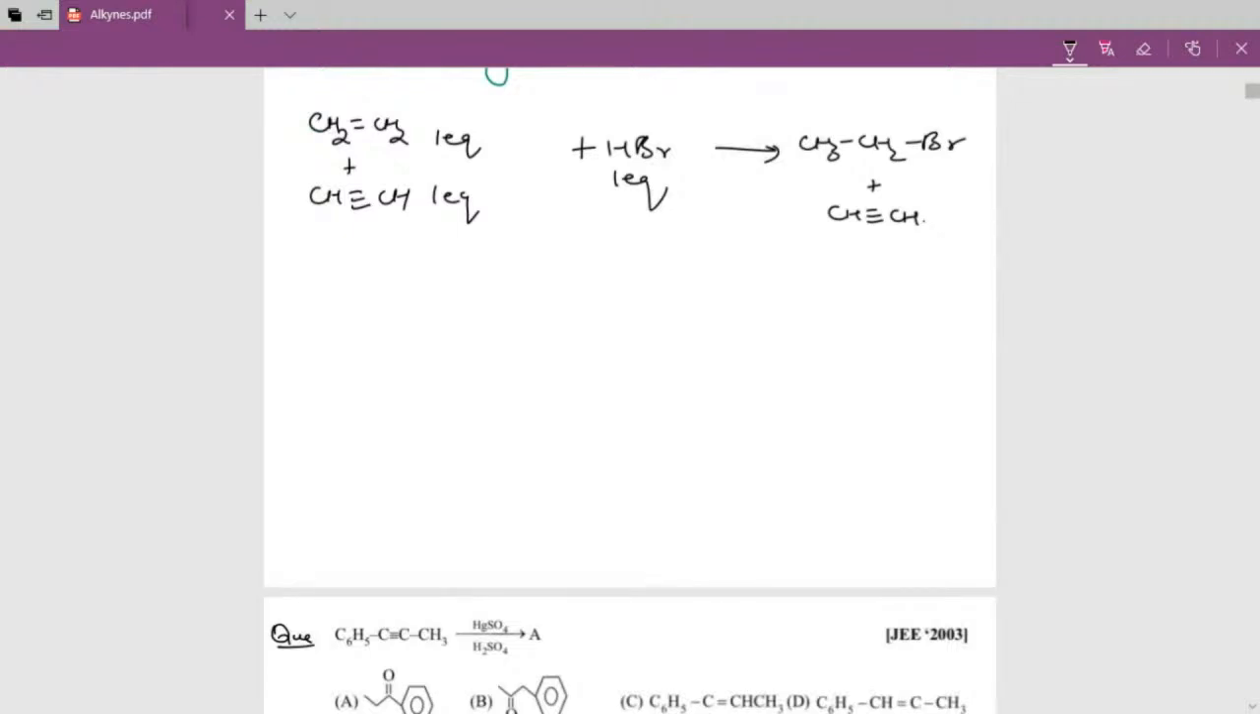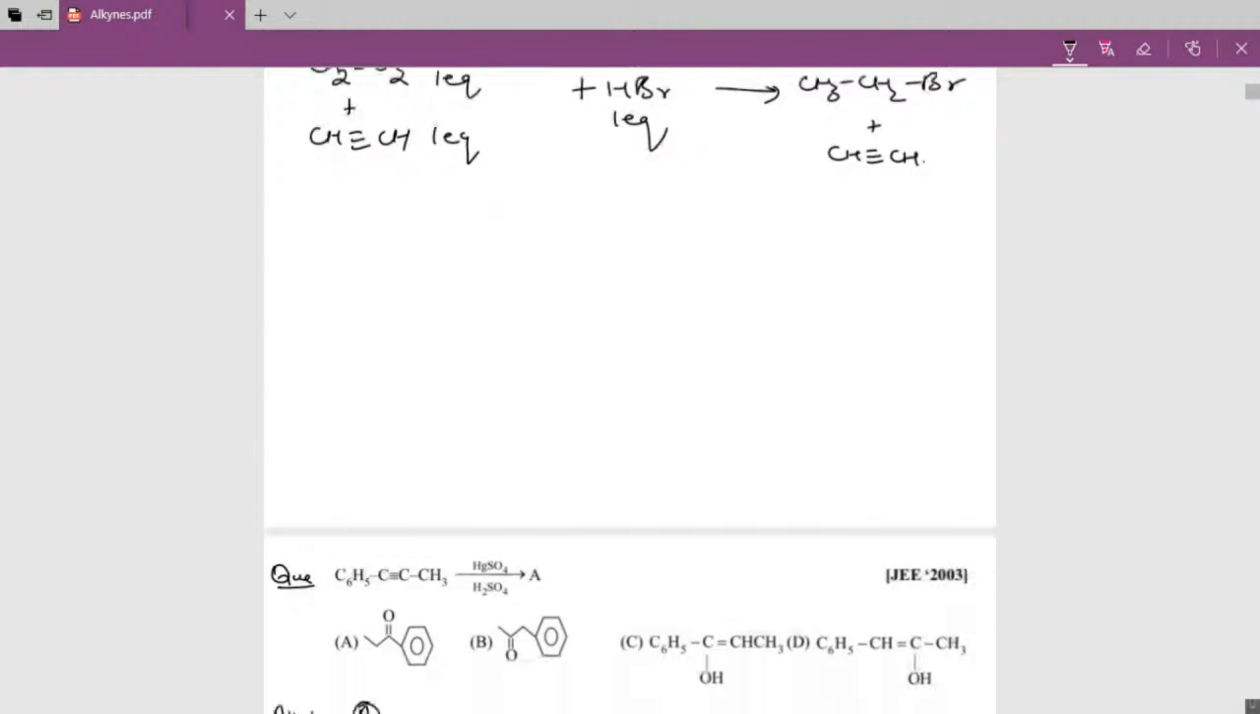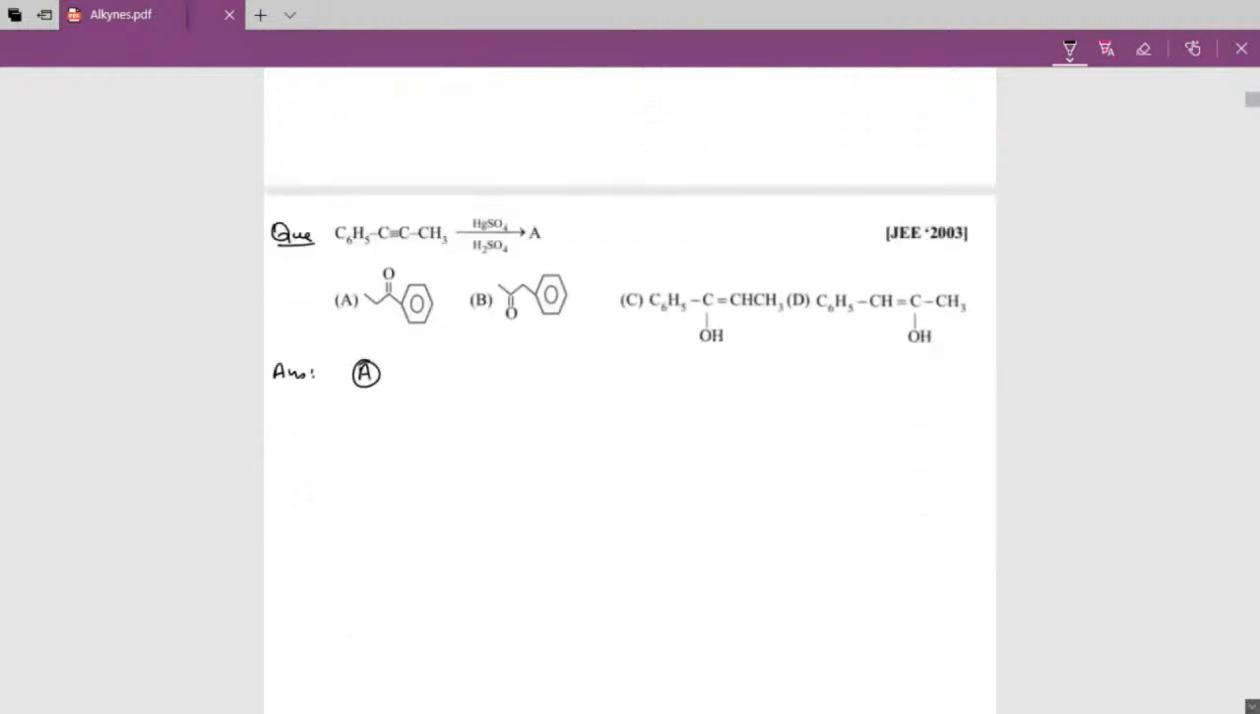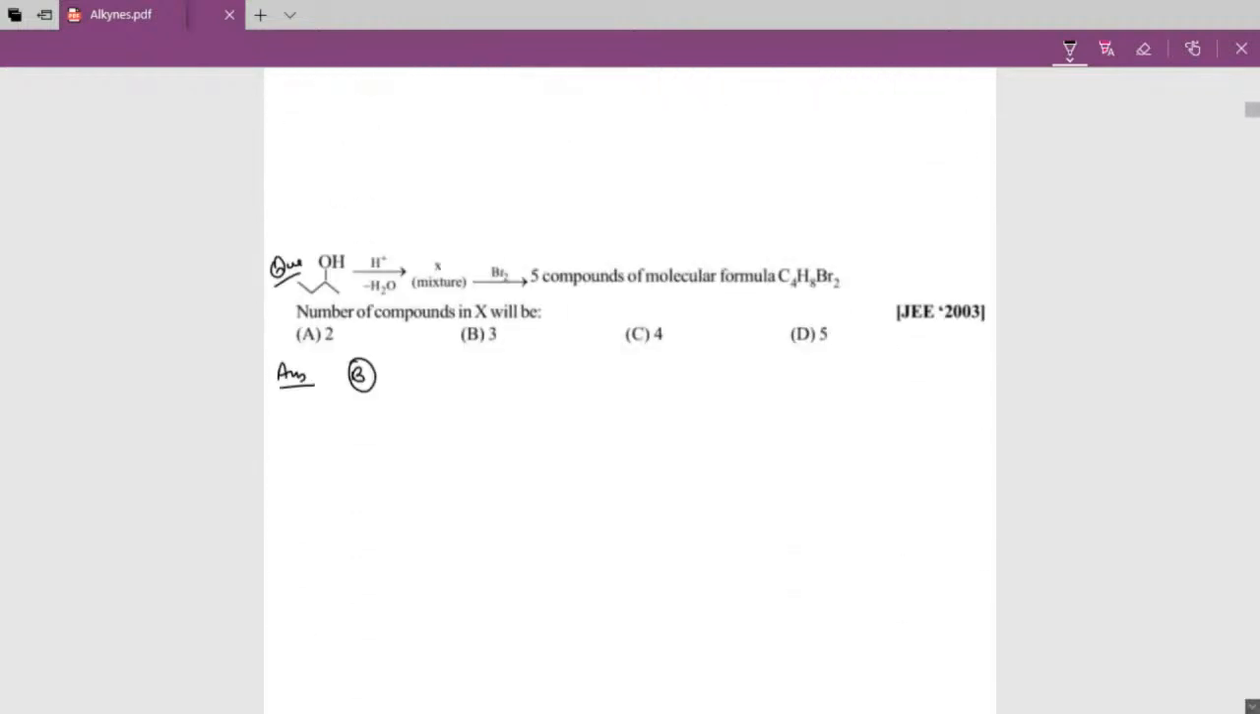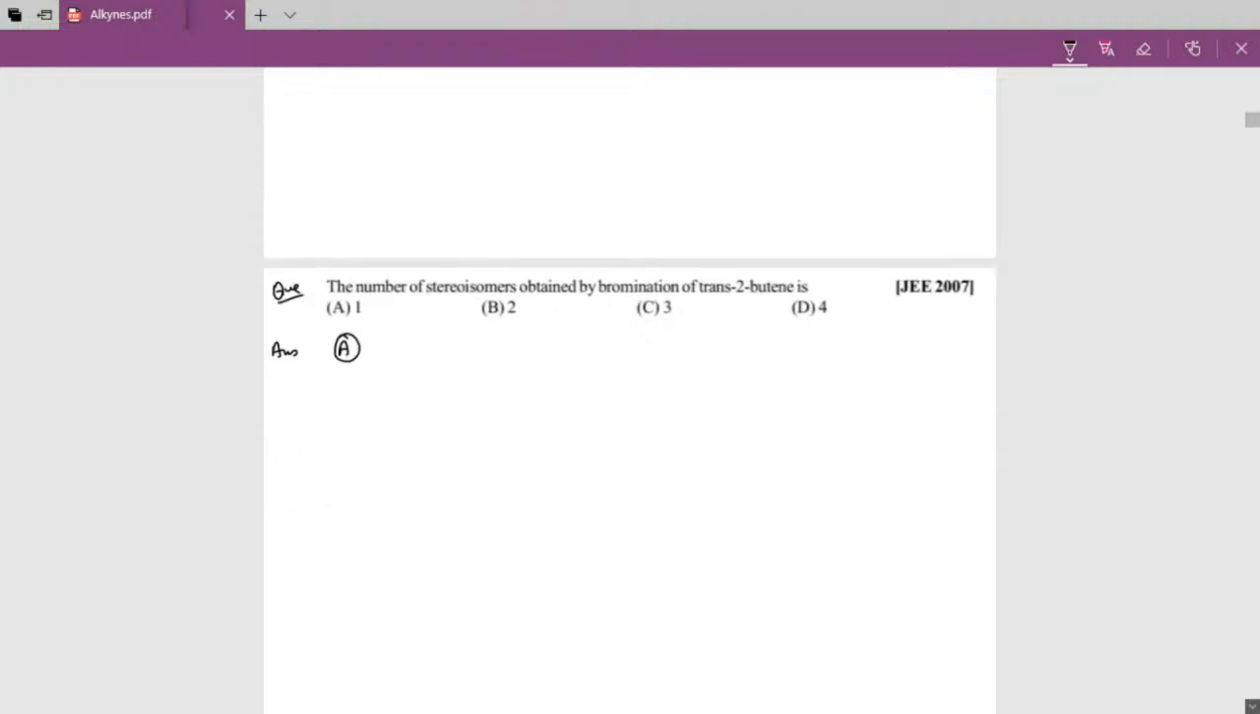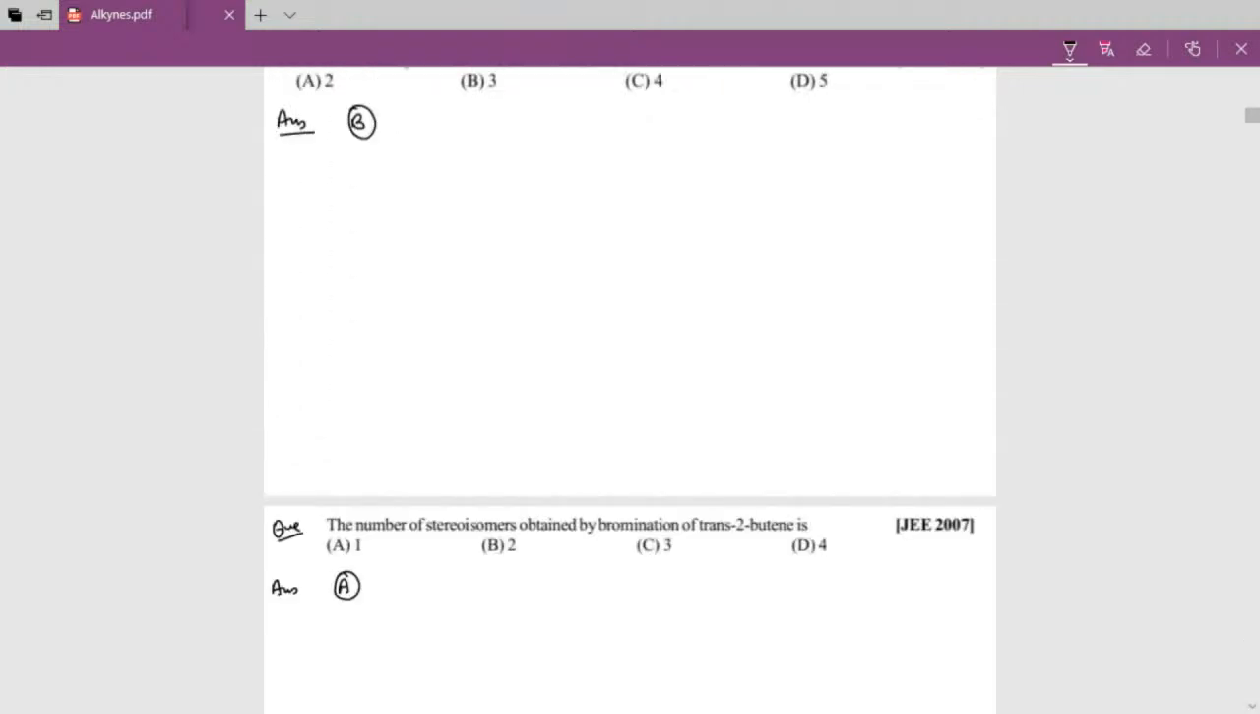So what will be the effect of all these additions? What are the different reactions? These are the questions that have appeared in JEE. I'll come back to them a little later. Let us go through different reactions which are possible. So I'll start from here.